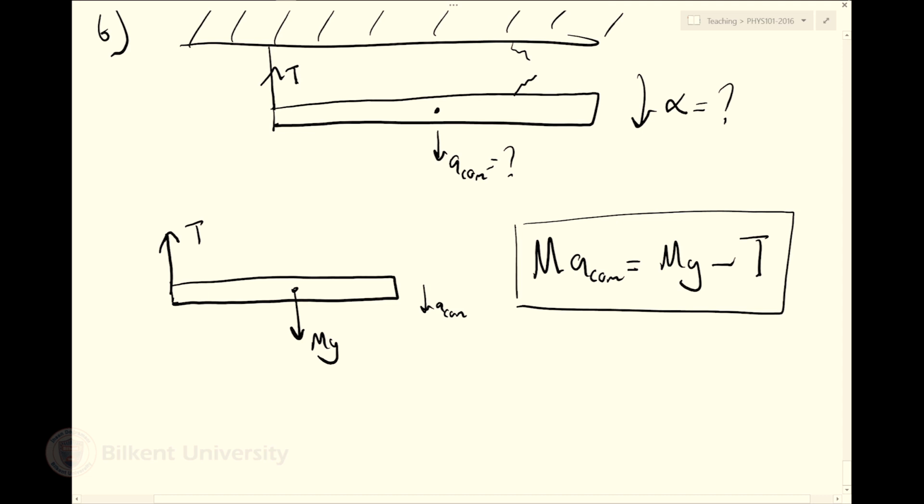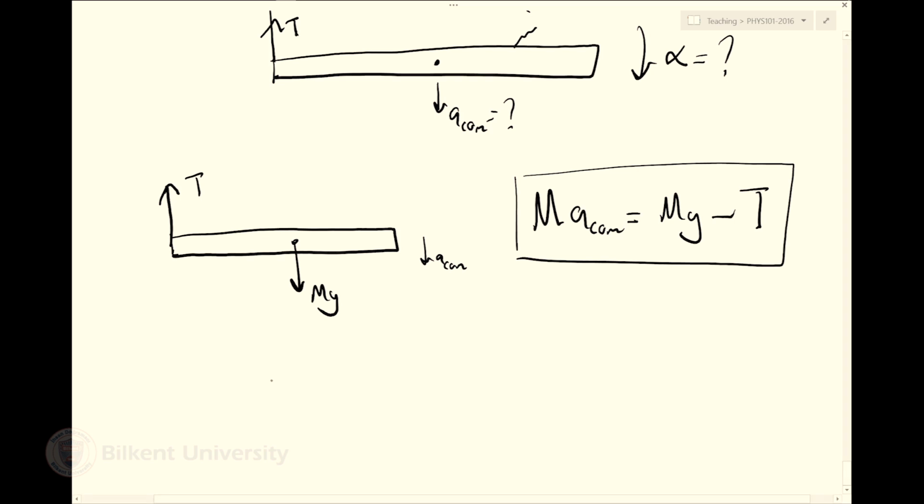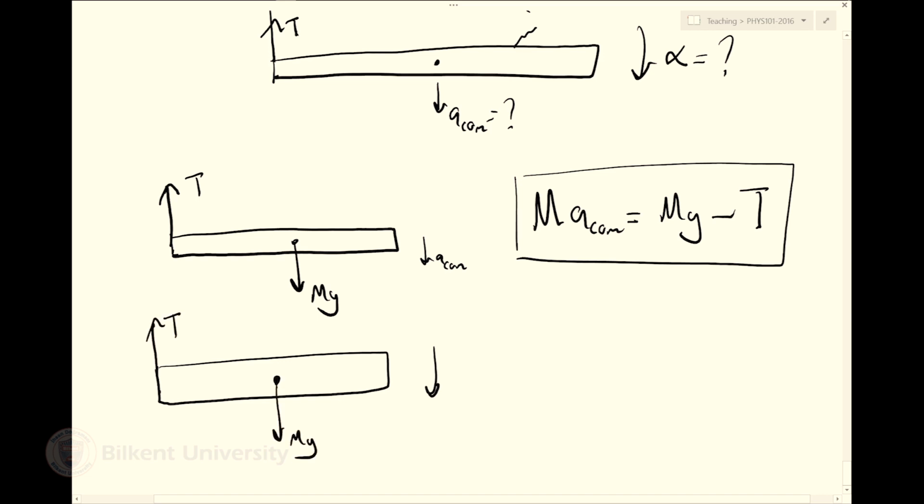How about my second equation? My second equation is that, let me write it once again in the center of mass frame. So I have mg, but now I have T here. What's the alpha here? I center of mass times alpha.